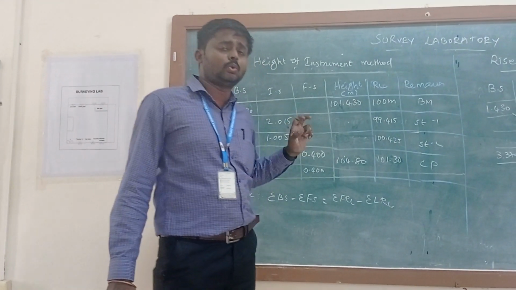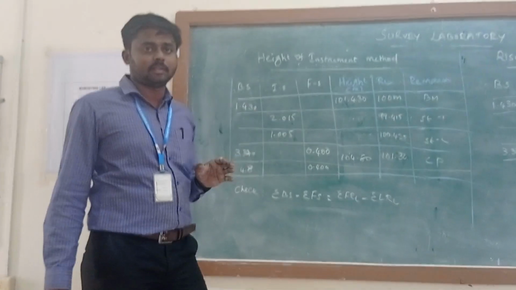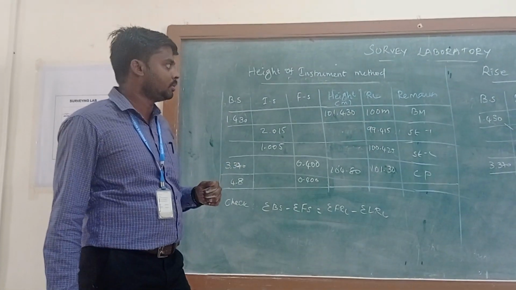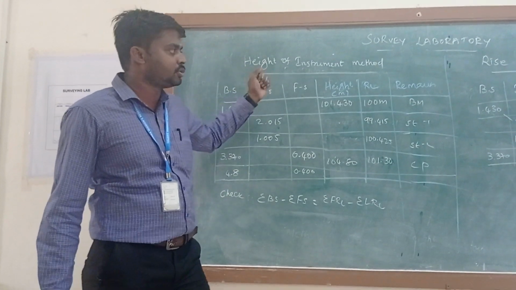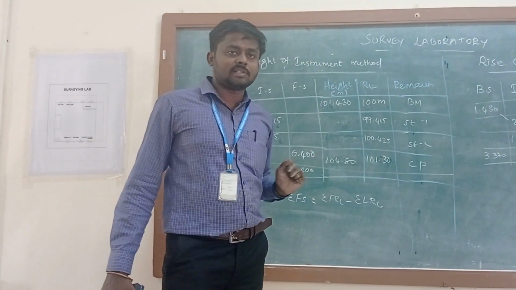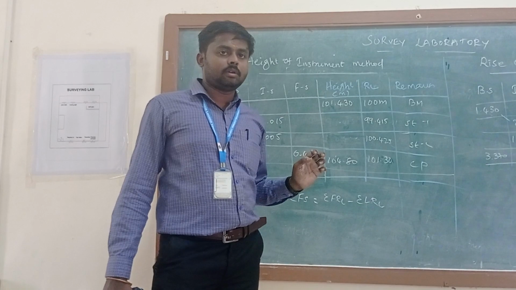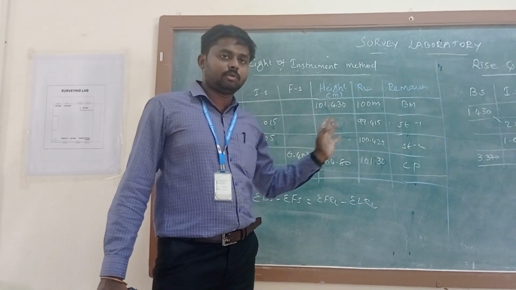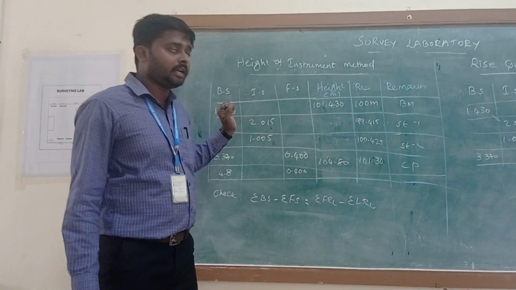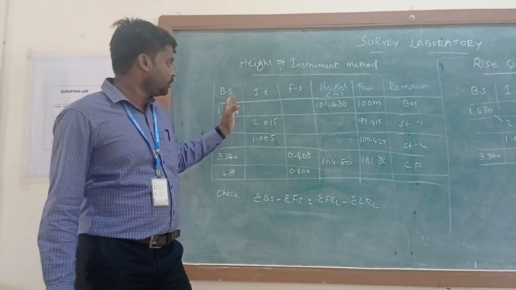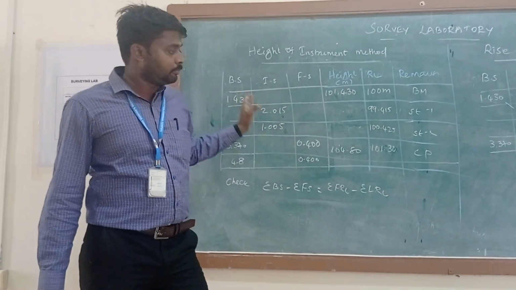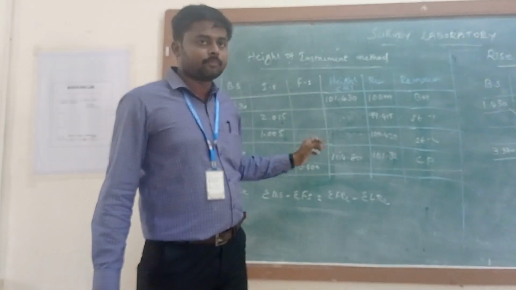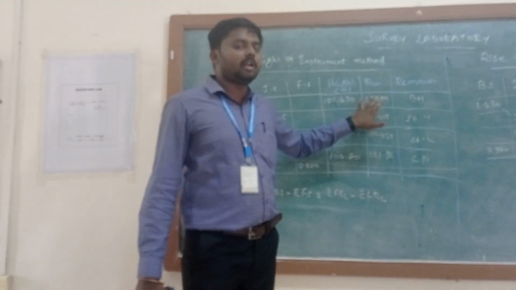I already told you there are two methods used to calculate the height in this leveling experiment. One is called the height of instrument method, and the next one is called the rise and fall method. Here I am going to tell how to calculate the height in both methods. First we choose the height of instrument method. For that we write the data which we collected in the field: back side, intermediate side, and foresight. First we need to fix the RL value.